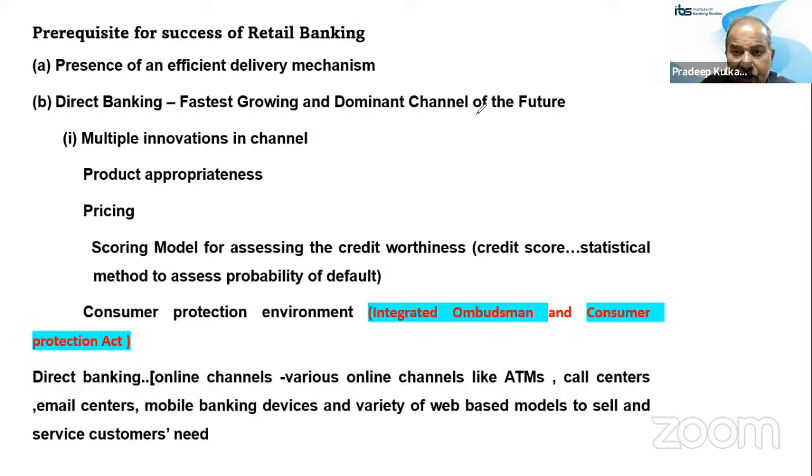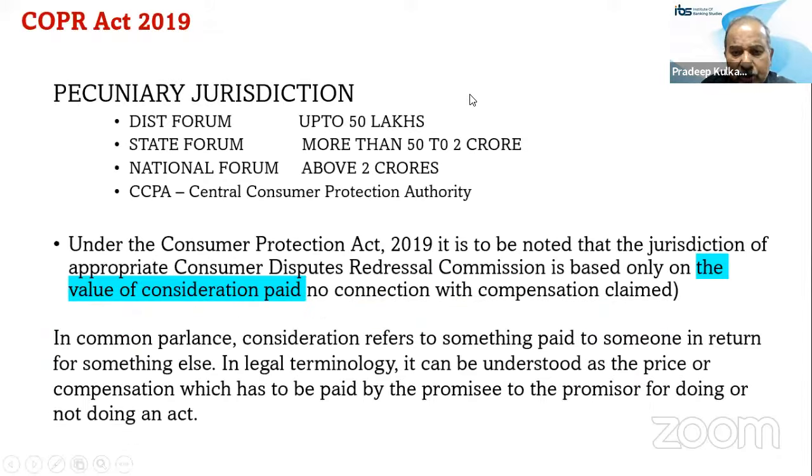Then next is the Consumer Protection Act 2019. It deals not only with bank-related matters but also product-related ones. Product deficiency, service deficiency, anywhere due to deficiency a loss has happened or damages have happened to the customer, the customer can claim those damages.